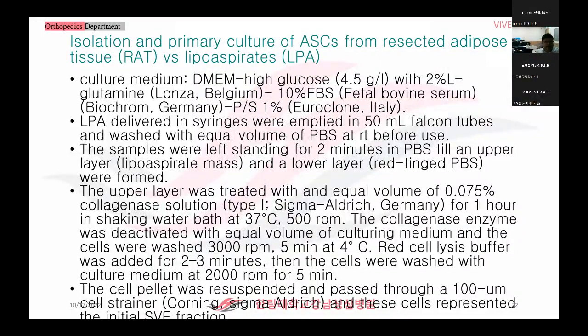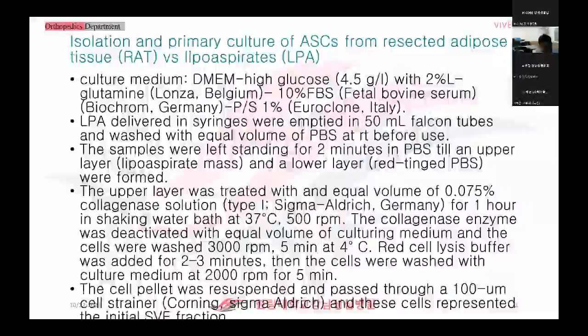Later on, we have to understand the media we are using, DMEM high glucose media, usually at a concentration of 4.5 grams per liter, with 2% L-glutamine, which is a very important content, and then we use 10% FBS. That's very important because it contains all the required nutrition for cell growth and proliferation. Then we use an antibiotic solution, at 1%.